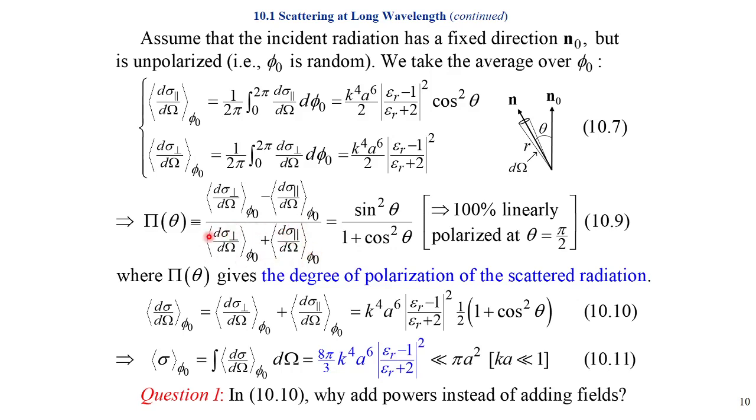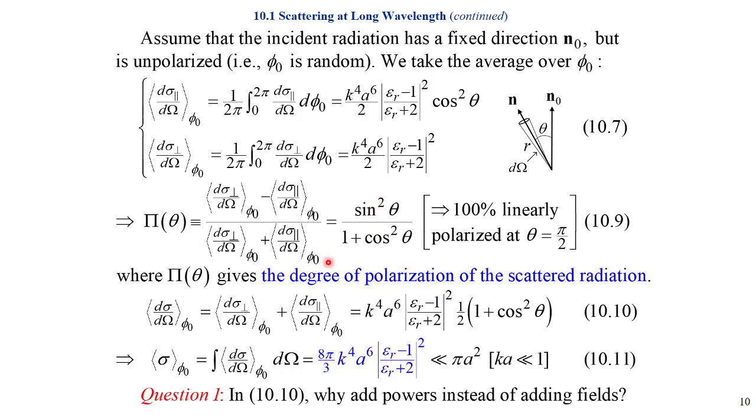So obviously this one will be 1. And this is the difference. So just express the perpendicular polarization minus the parallel polarization. So the result will be simple, just sine square theta over 1 plus cosine square theta, because here is 1 minus cosine square theta, and 1 plus cosine square theta. So the maximum value is 1.